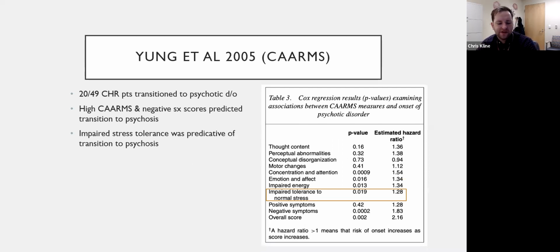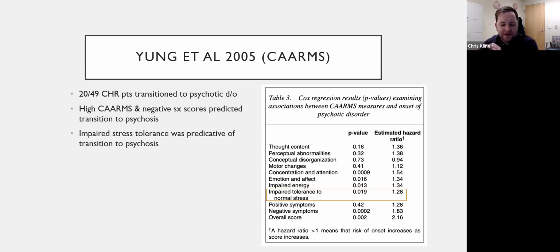So they were primarily concerned about the transition from being high risk to having an episode of full psychosis. About 40% of their cohort transitioned to a first episode of psychosis within their year of follow-up. So they then looked at which symptom domains within the CARMs may predict transition to psychosis using a regression analysis. And impaired tolerance to normal stress appeared to be predictive of transition to psychosis. Overall scores on the tool and intensity of negative symptoms were the most predictive.